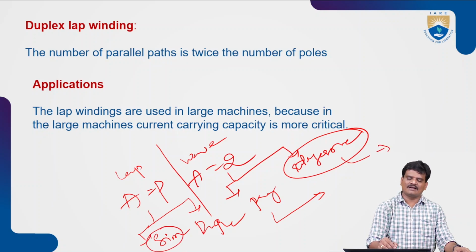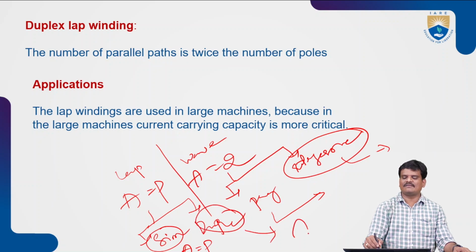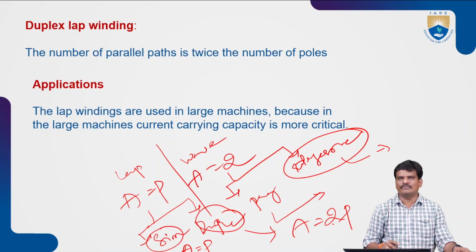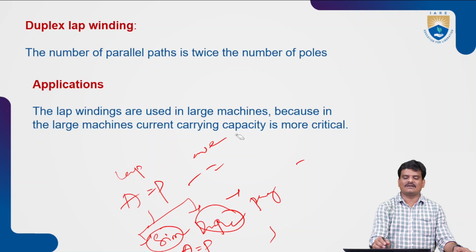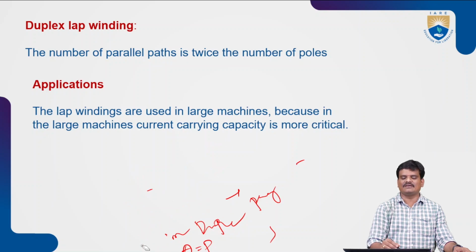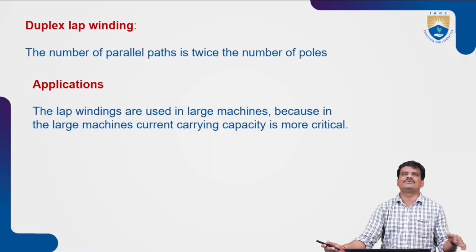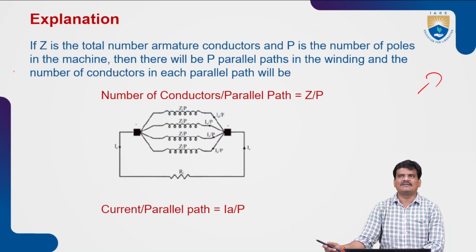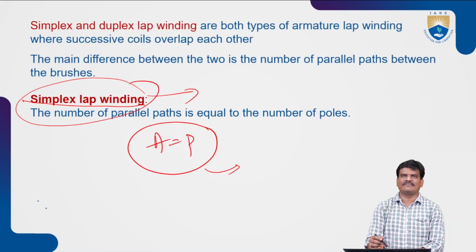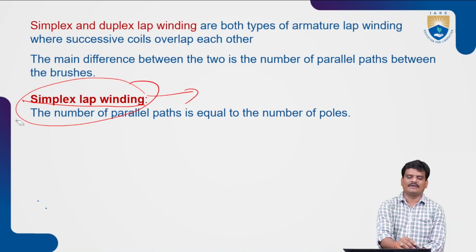If it is a simplex lap winding, the number of armature parallel paths will always be A equal to P. If it is a duplex lap winding, the number of parallel paths A will always be equal to 2 into P. So these are the different types of armature windings that are used in a DC machine. If it is a generator, it is used to generate some amount of induced EMF as an output, and if it is a motor, it is used to produce some amount of force or torque as an output. So these are the 2 types of windings in general which can be used in a DC machine.